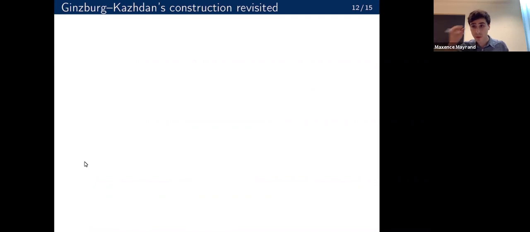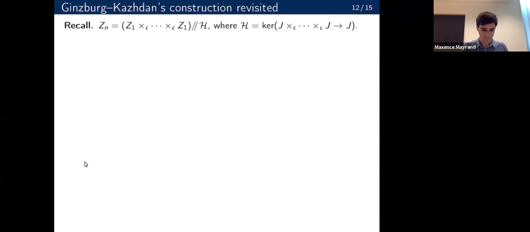Okay, so the only reason why I introduced this symplectic reduction along some manifold is that we can recover the Ginzburg-Kazhdan examples. So let me revisit their construction in this new setup. Recall that their Z_n is a Hamiltonian quotient of this fiber product Z_1 by this particular group scheme H, built from the universal centralizer.